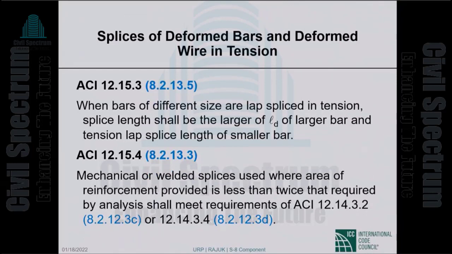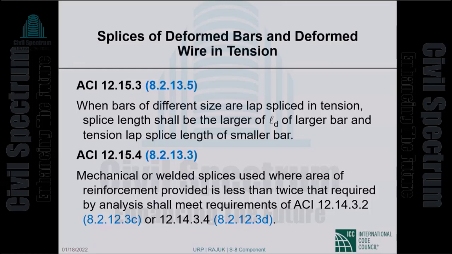When bars of different size are lap spliced in tension, this is important. When bars of different size are lap spliced in tension, splice length shall be the larger of the development length of the larger bar and the tension lap splice length of the smaller bar.